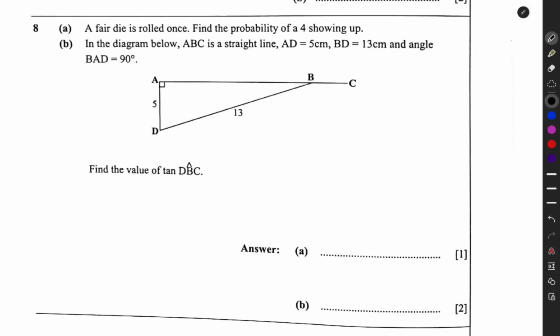So the question is, what is the probability of having a 4? The probability is the number of favorable outcomes for 4. In short, how many 4s do we have on a die? The number of 4s is simply 1 out of the 6 numbers that we have. So the probability of having a 4 is simply equal to 1/6, and you get the answer correct. So we move on to part B.